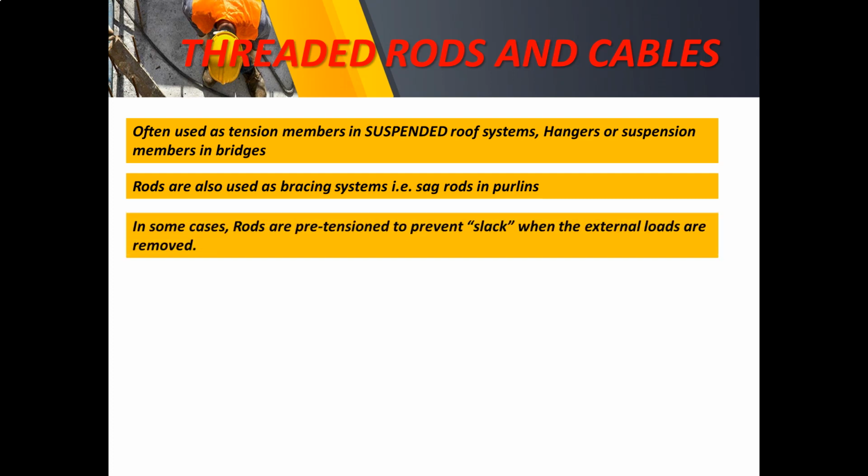In some cases, rods are pretensioned to prevent slack when the external loads are removed. When we say slack, it is more on sag, okay, to prevent sag. So if we have rods used as a tensile member, when the member is released, these pretension provisions will prevent slack from happening.